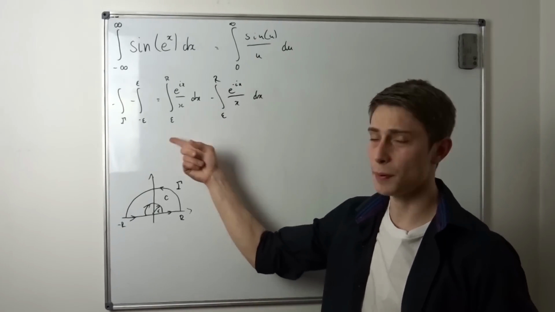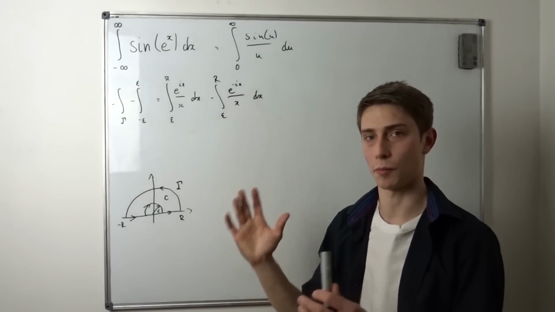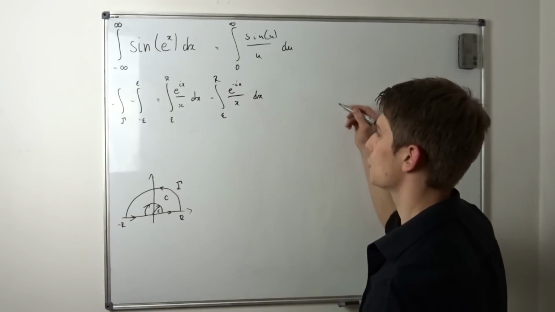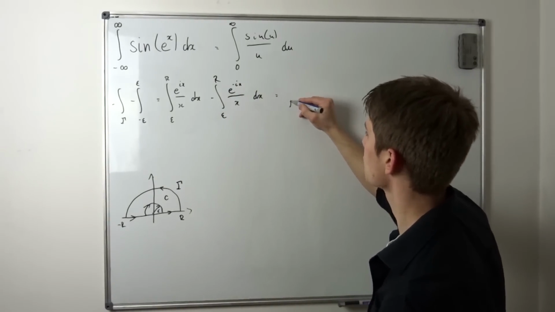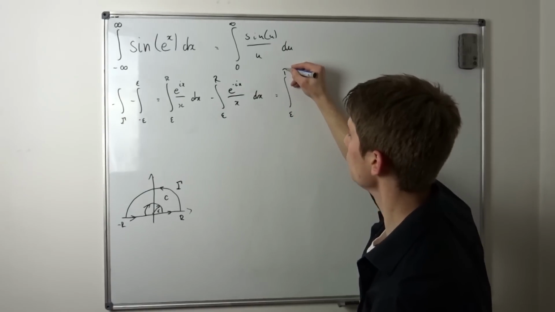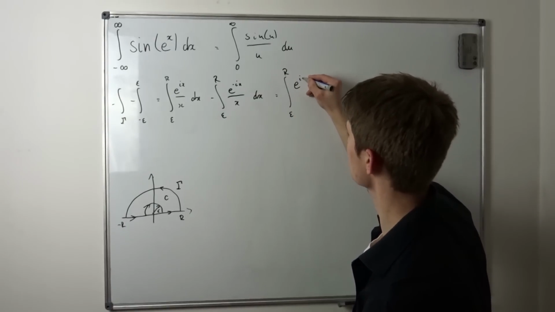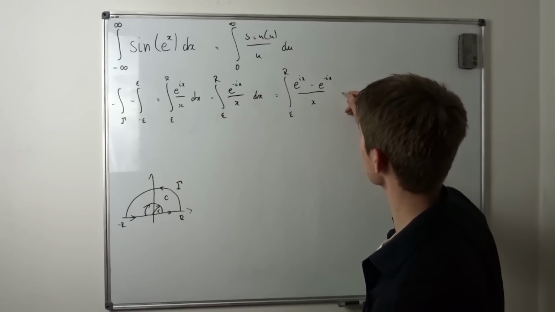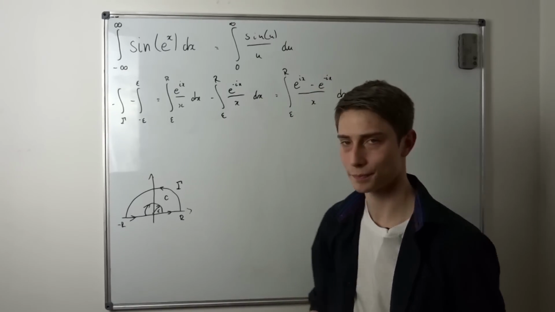And now the upper and lower bounds are equal. So we can bring those together, and also our denominators are equal. So we can just add those integrals together. So they are now just the integral from epsilon to r of e to the ix minus e to the minus ix over x dx.